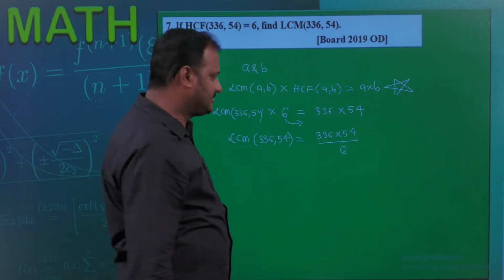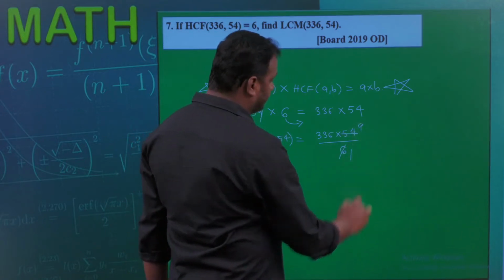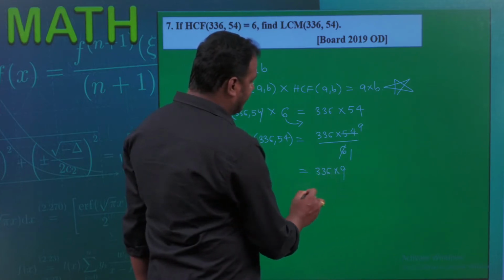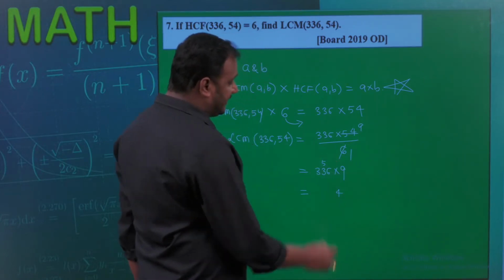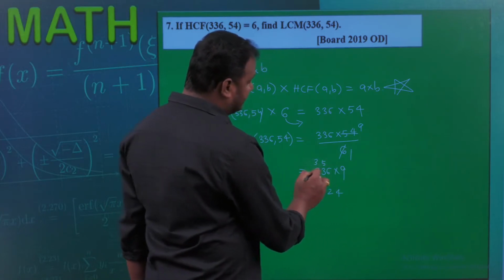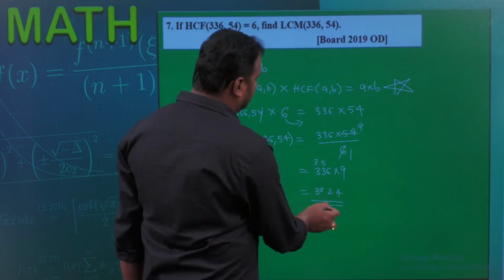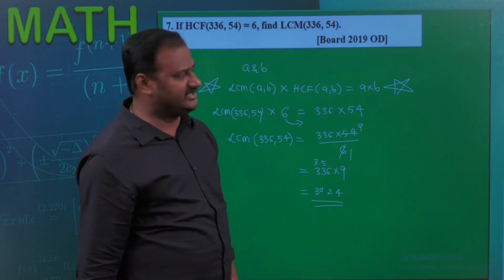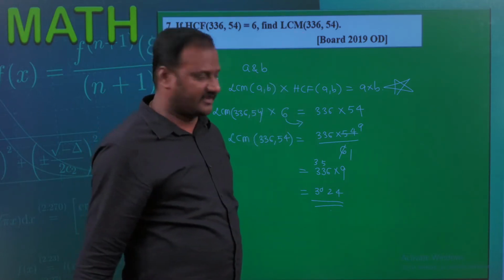Will you be able to simplify this? Yes. 6 ones are 6. 6 9s are 54. So finally the result remains 336 times 9. So 9 6s are 54, 4, 5; 9 3s are 27 plus 5 is equal to 32; 2, 3; 9 3s are 27 plus 3 is equal to 30. So 3024 is the HCF of the given two numbers. Sorry, LCM of the given two numbers. See how much easier this is to find the LCM of the given two numbers with the given information.